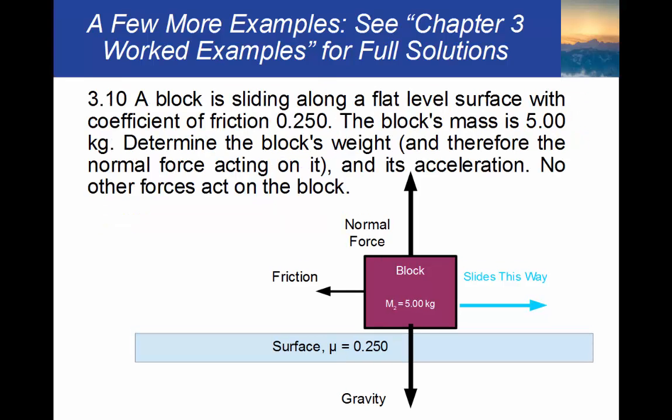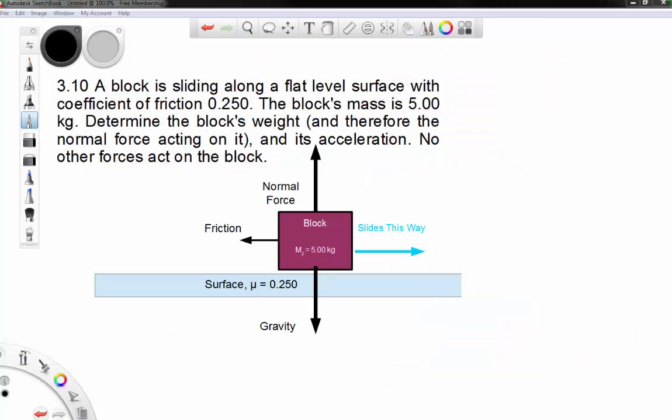Now suppose we have a block whose mass is 5 kilograms and which is sliding along a surface which has a coefficient of friction 0.25. If that's true, can we determine what the block's weight and its acceleration are going to be? Again, this is a flat level surface, so the normal force and gravity are equal in magnitude in opposite directions. So that means that friction is the only unbalanced force remaining to act upon the block.